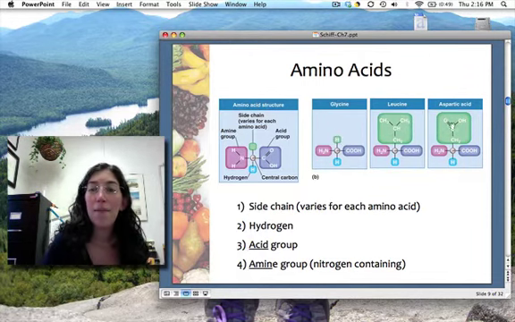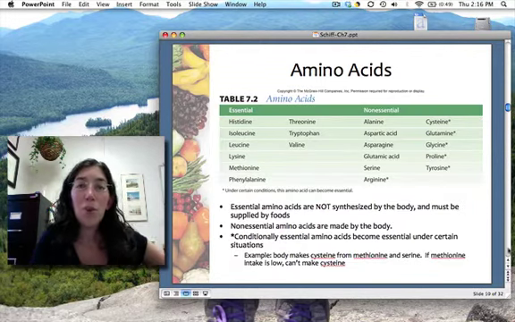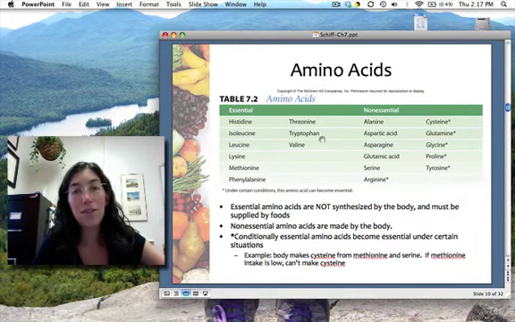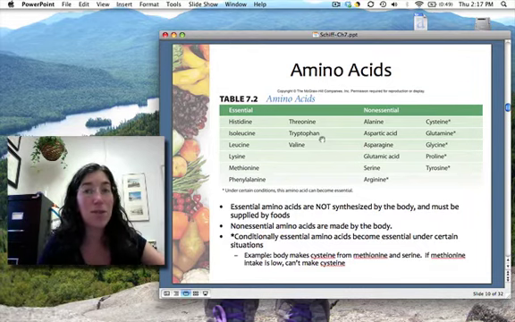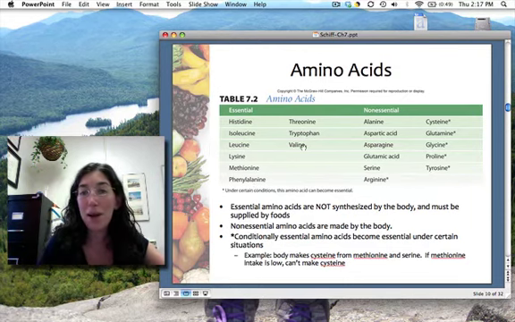So there are 20 different amino acids total in our bodies. They all have an amino group, an acid group, and a hydrogen, and then they each have a different side chain group. That's what makes them different. Of those 20 amino acids, some are essential and some are non-essential. Essential amino acids, of course, are ones that our bodies do not produce, and so we must get them from our diet. There are 9 essential amino acids, and you don't have to memorize them. I'm not going to test you on that.